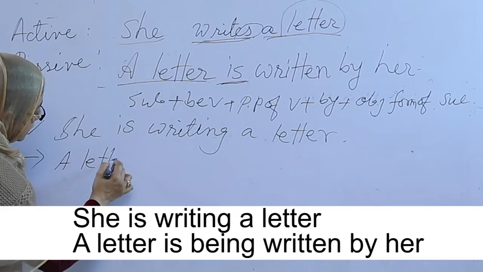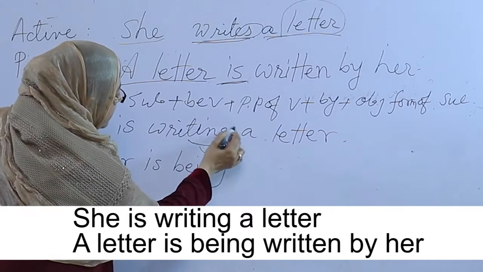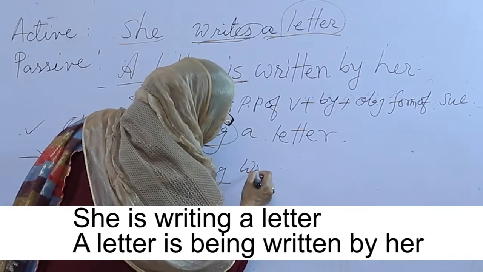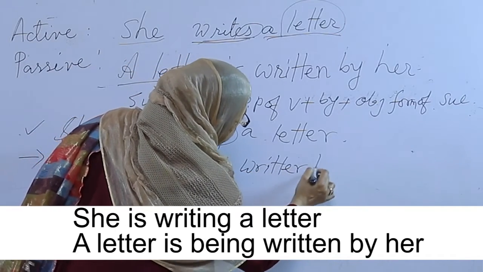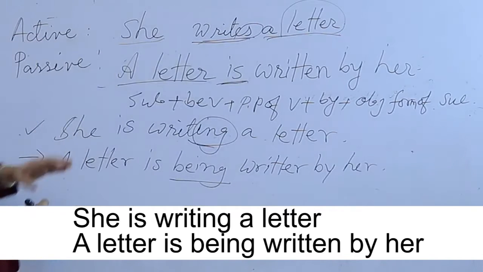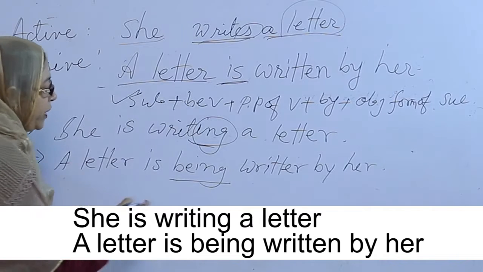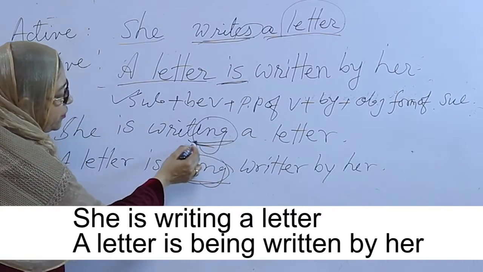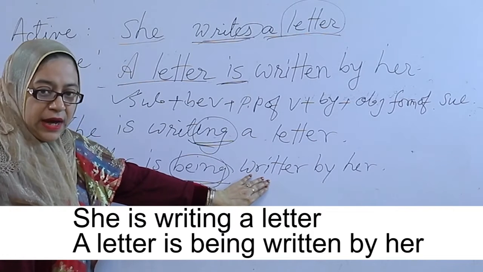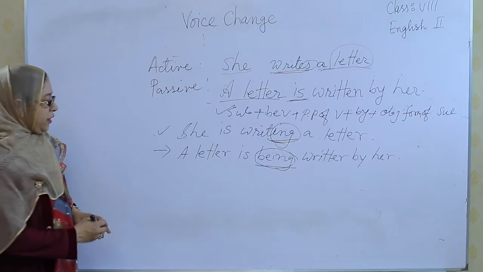A letter is being written by her. We use being because it is a continuous form. So look at the structure: subject plus be verb, and we use being because it is a continuous form, and then the past participle form of the main verb plus by plus the objective form of the subject.